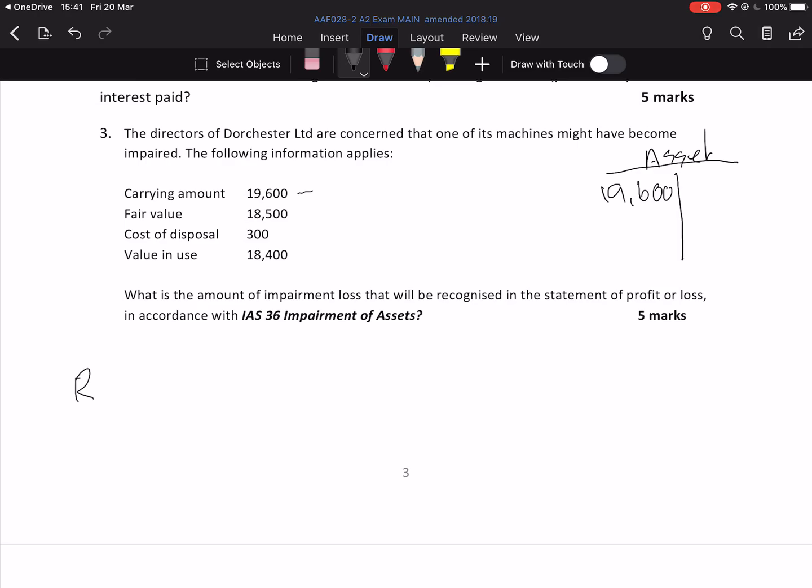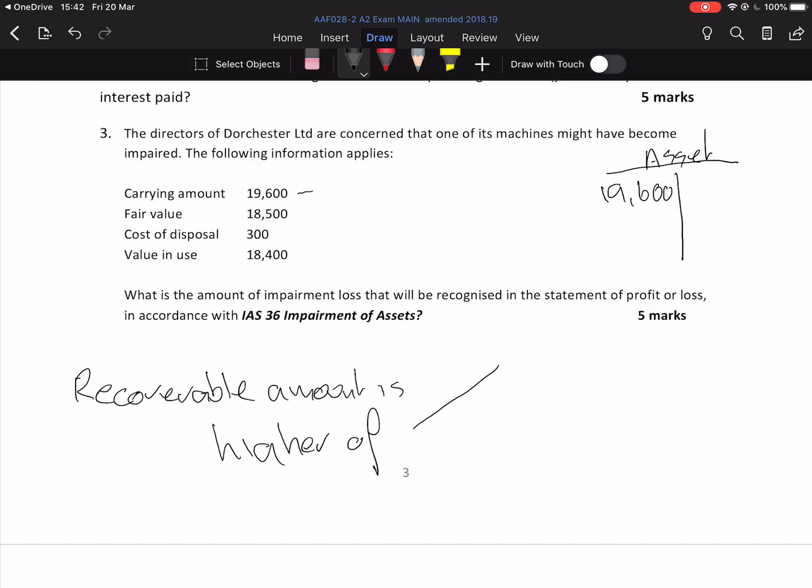So what we do is work out what we call the recoverable amount. I'll get used to the pen. It's the higher of the value in use or the fair value, which is sort of the everyday value of the asset, what it would be valued at. But then we take off the cost to sell it. Cost to sell, okay? So that's what we call the recoverable amount.